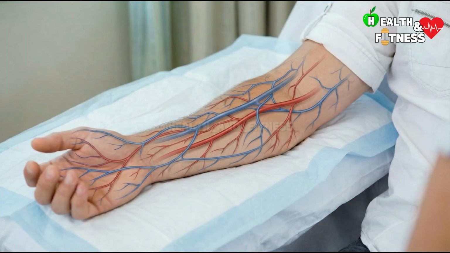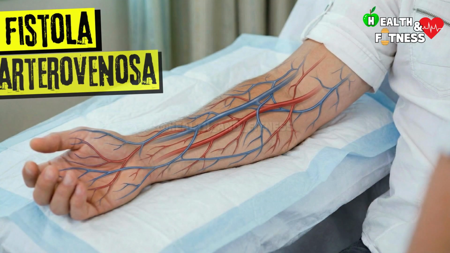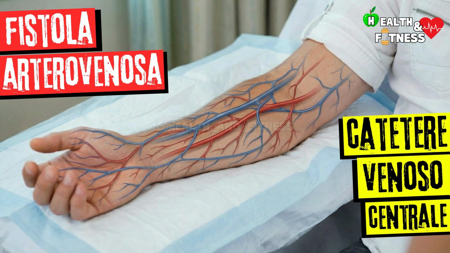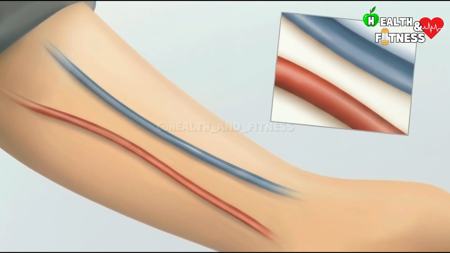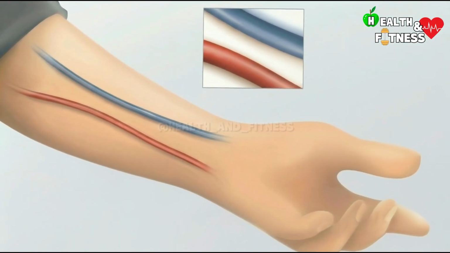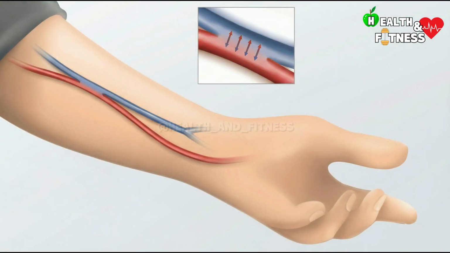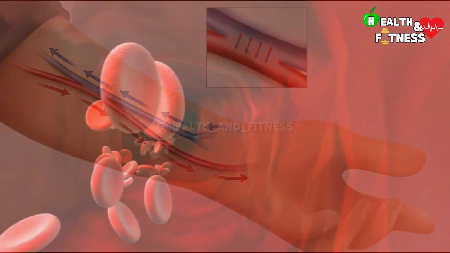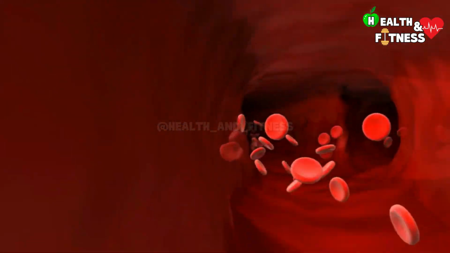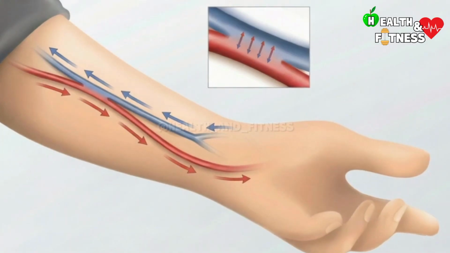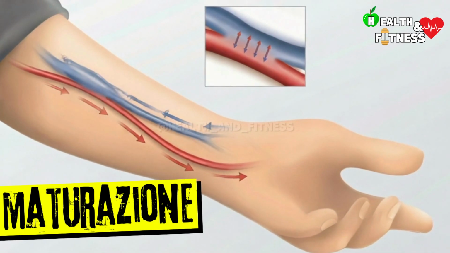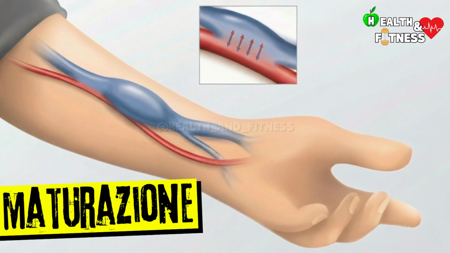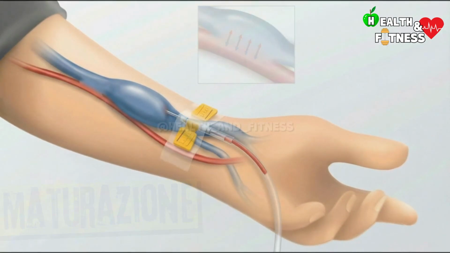The main types of vascular access include the arteriovenous fistula and the central venous catheter. In the first case, a direct surgical connection is created between an artery and a vein, usually in the patient's arm, to ensure a sufficiently fast and stable blood flow for hemodialysis. The time between surgery and the first use of the fistula allows for maturation, during which the vein increases in diameter and becomes arterialized, making needle insertion easier.